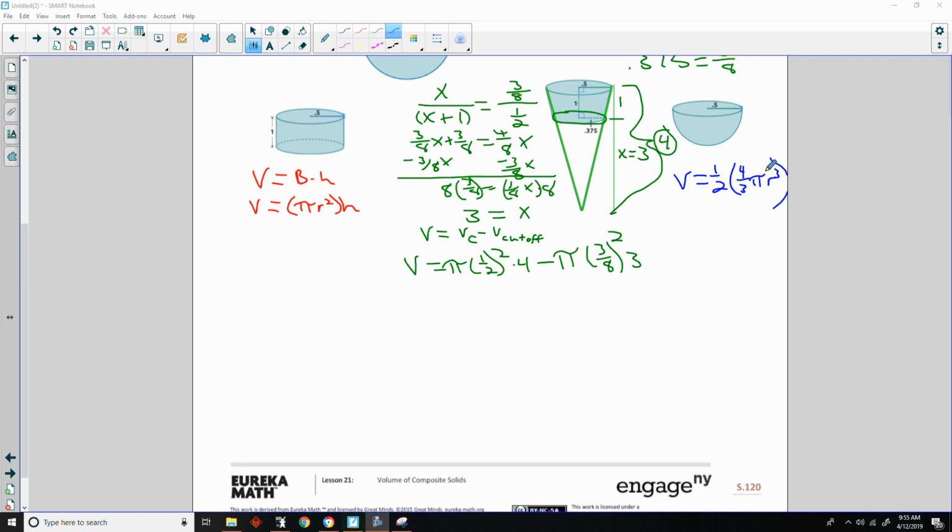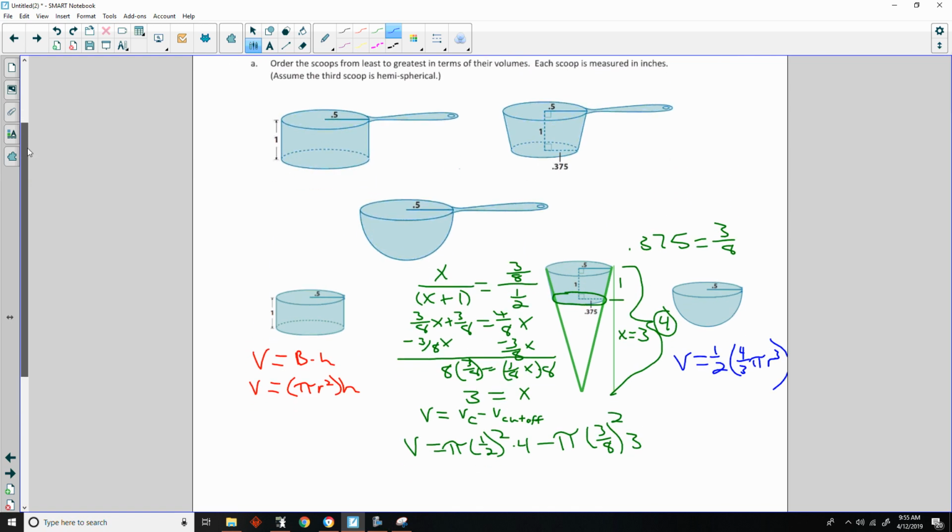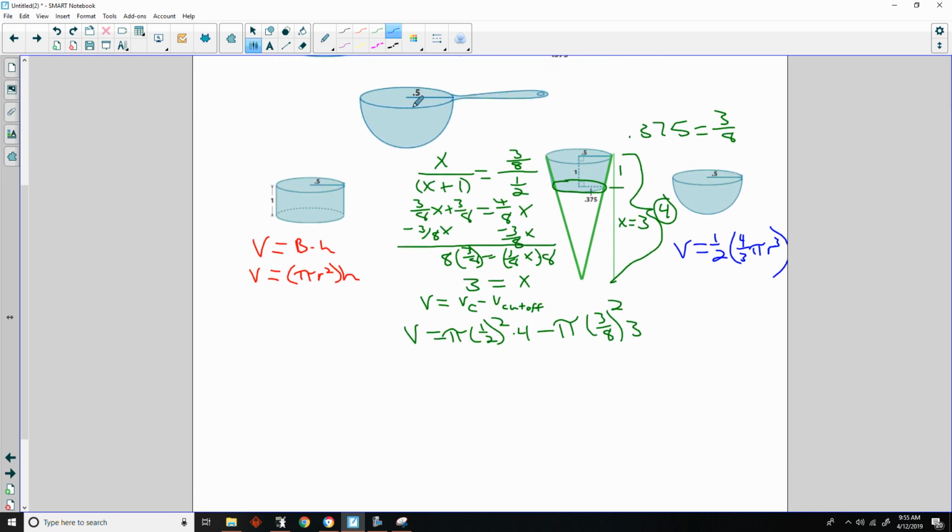Okay, so I'm going to go back up. That was a lot of work. What did the question actually ask us? Order the scoops from least to greatest in terms of their volume. Each scoop is measured in inches. Assume the third scoop is a hemispherical sphere. Okay. All right, so now we're just going to substitute in our givens.